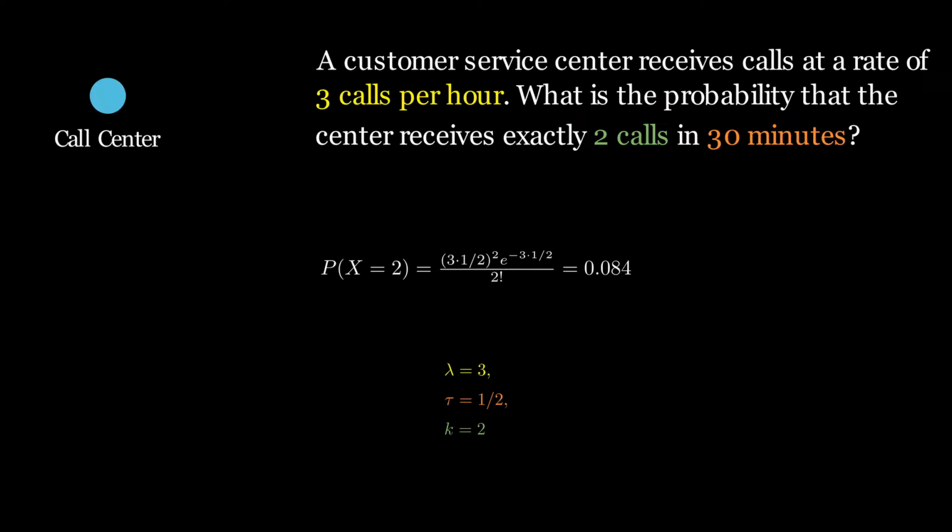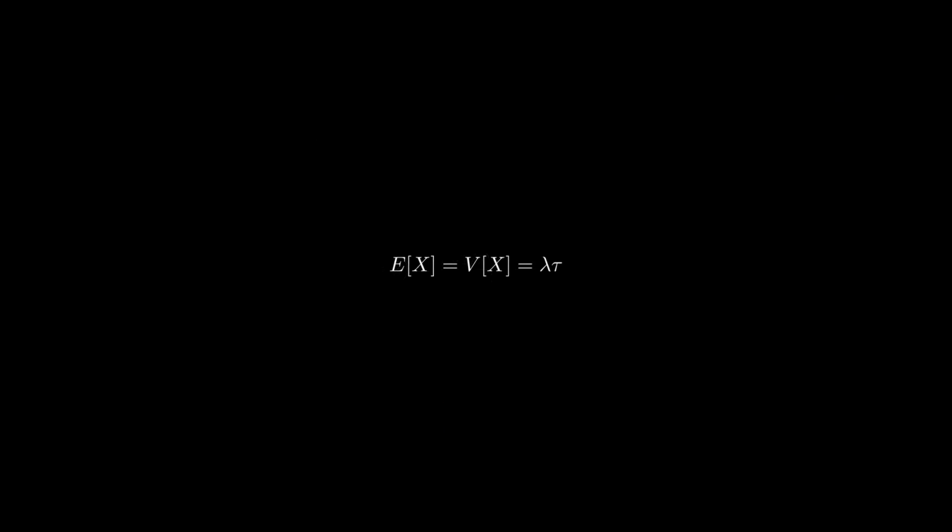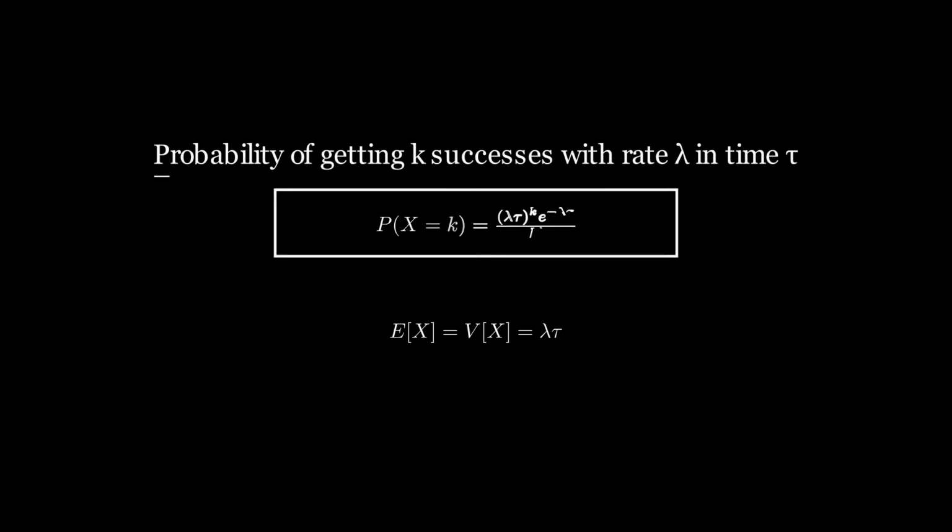Another important fact about the Poisson distribution is that the mean and the variance of the distribution are equal to lambda tau. So the expected number of arrivals in any designated time period tau is given by lambda tau. In short, in this video we learned about the Poisson distribution, which governs the probability of k successes occurring in time horizon tau for an arrival rate lambda, and we learned that the expected value and variance of this distribution is equal to lambda tau.